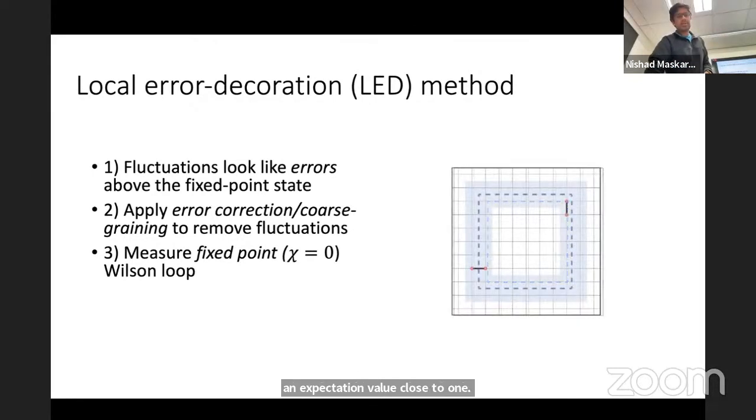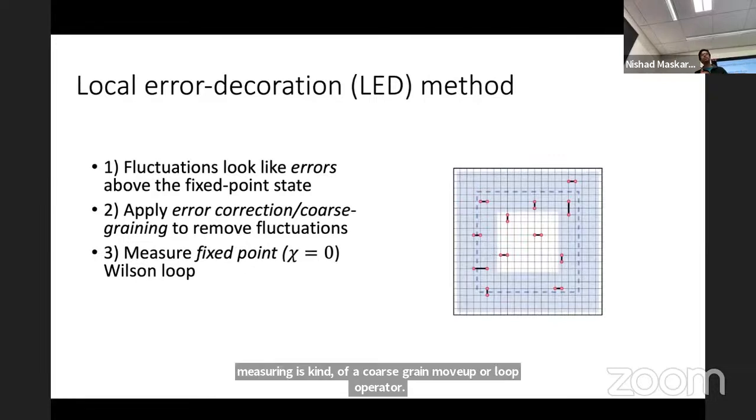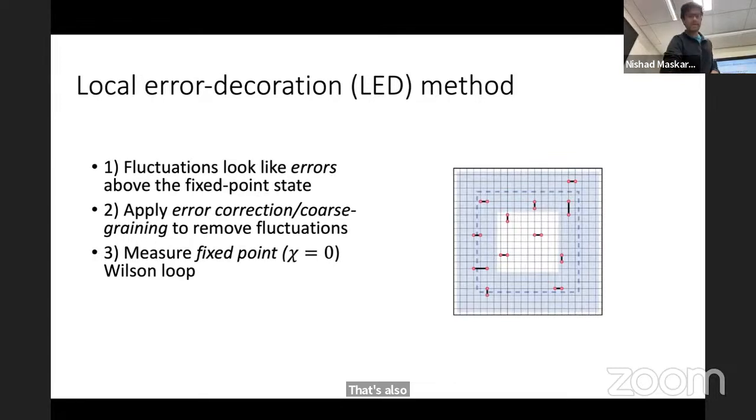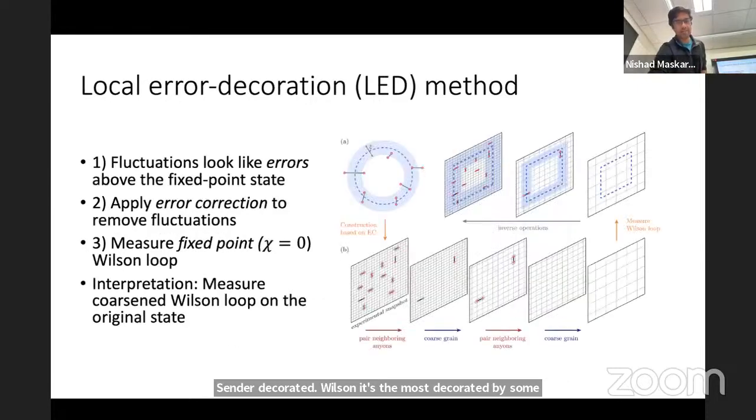So how do we interpret this? Well, if we reverse the procedure in a Heisenberg-like picture, then essentially what we're measuring is a coarse-grained loop operator that's also supported on the annulus on the original noisy state. That's what we call this coarsened or decorated Wilson loop. It's the Wilson loop operator decorated by some amount of local error correction. And what we're going to see, in our numerics and in our theoretical understanding, is that these decorated loop operators often seem to obey something like a zero law for a large chunk of the topological phase away from the fixed point. Okay, so any questions about the procedure?